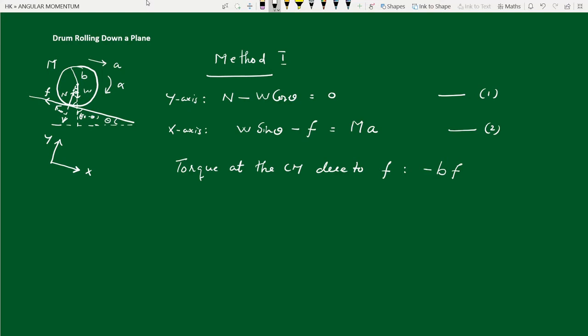Now, this rotation of the drum is in the clockwise sense, so alpha is also directed perpendicular and inward. Therefore minus Bf is equal to minus I0 into alpha. So we can write Bf is equal to I0 into alpha. This is equation 3.